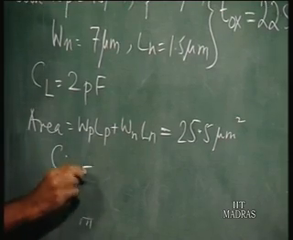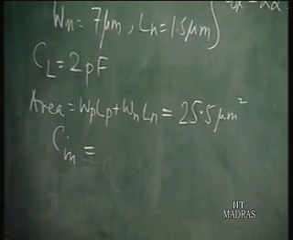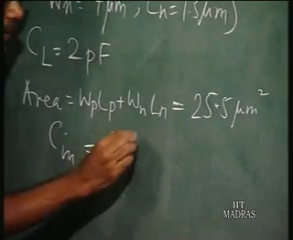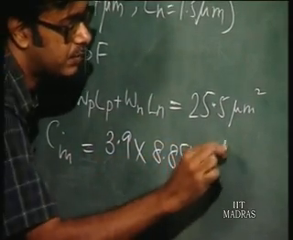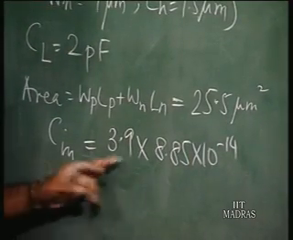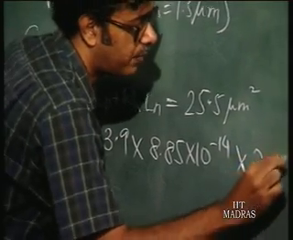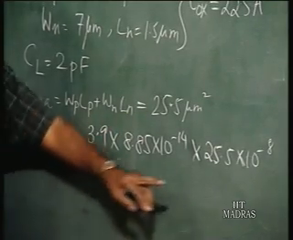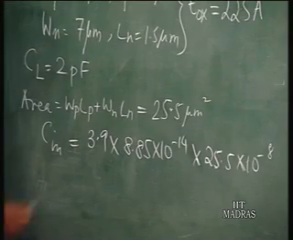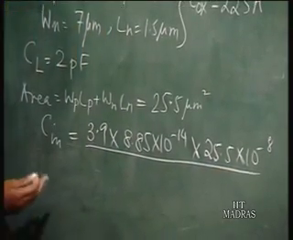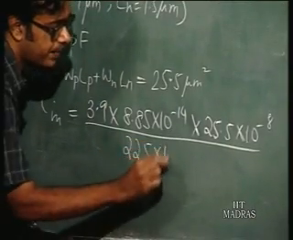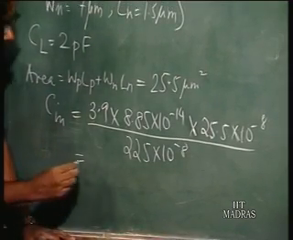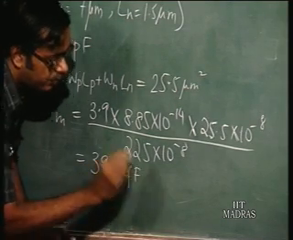So, C in is equal to epsilon A by T ox. What is epsilon? For silicon dioxide it is 3.9 into 8.85 into 10 to the power minus 14, that is epsilon naught, this is epsilon r, into the area 25.5 into 10 to the power minus 8 per centimeter. This is all in CGS units: farad per centimeter, centimeter squared, divided by the oxide thickness, 225 angstroms, 225 into 10 to the power minus 8. So, this comes to, I just give the result, 39.3 femtofarad.